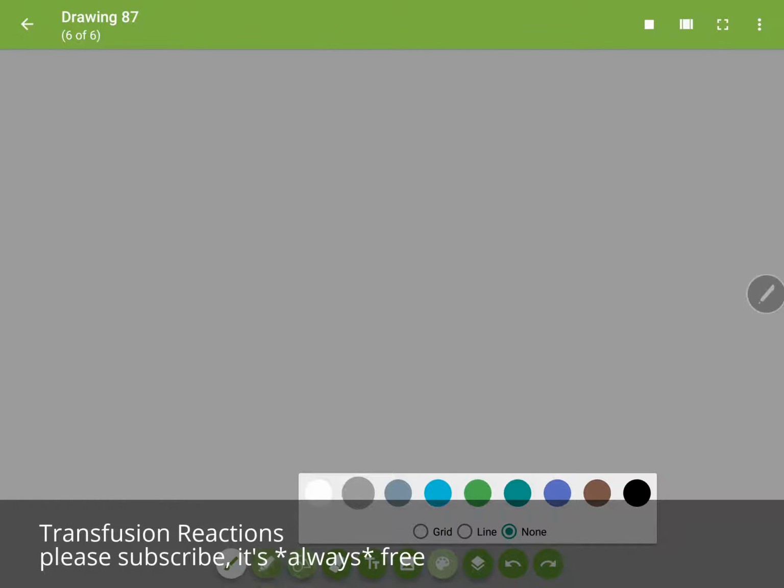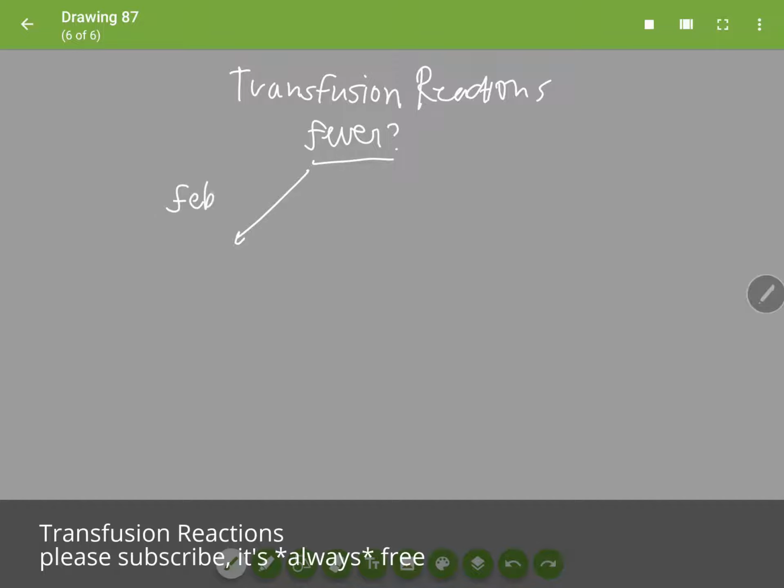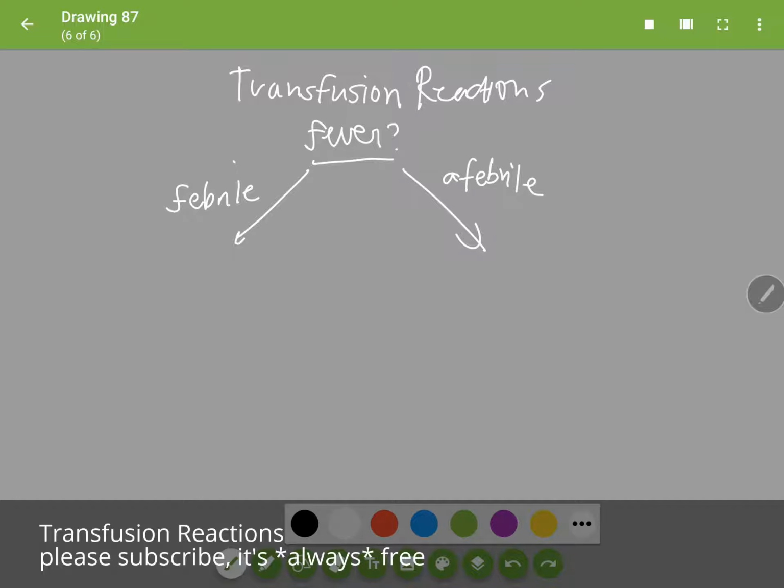When we think of transfusion reactions, we're going to first split them up into febrile and afebrile. And for febrile, we're going to then divide it by time after transfusion.